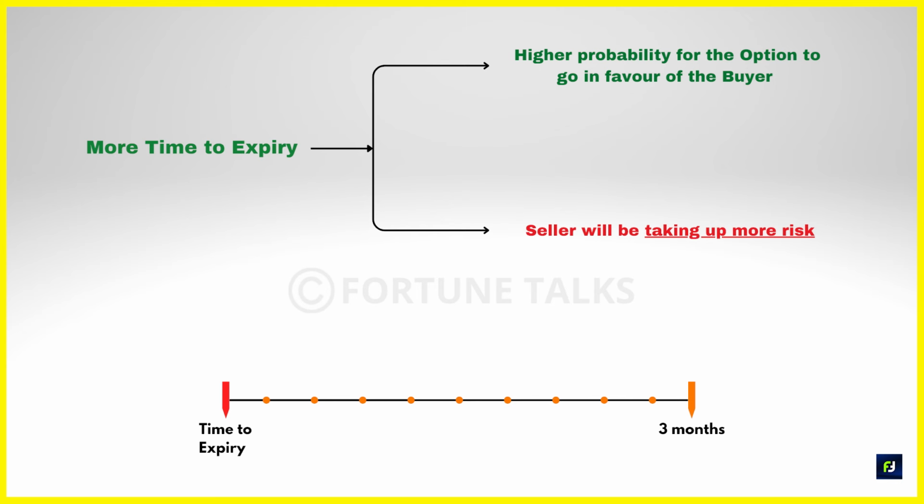If there is 3 months' time, clearly the buyer knows that there is ample time for the truth to emerge with respect to the bypass road project. This means the seller will be taking up more risk as the bypass road project could get sanctioned and the property prices could surge. So the seller might demand higher upfront premiums.